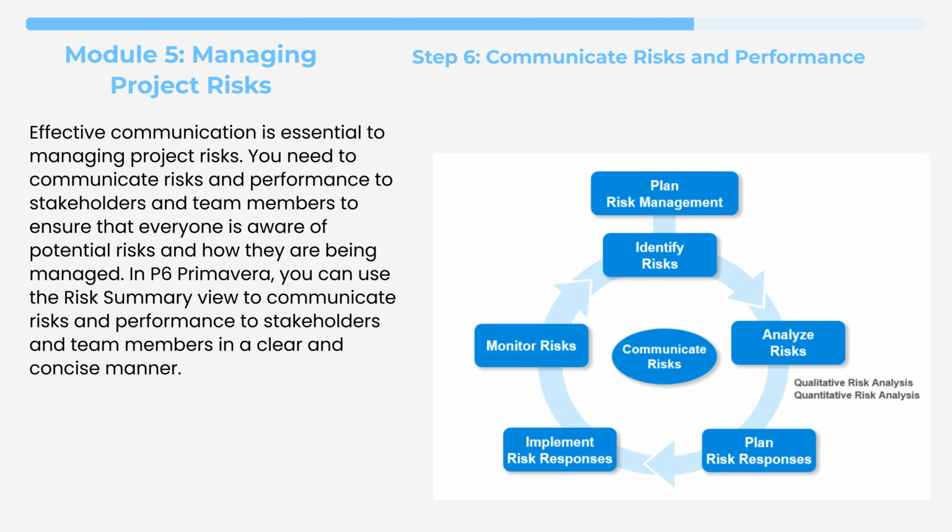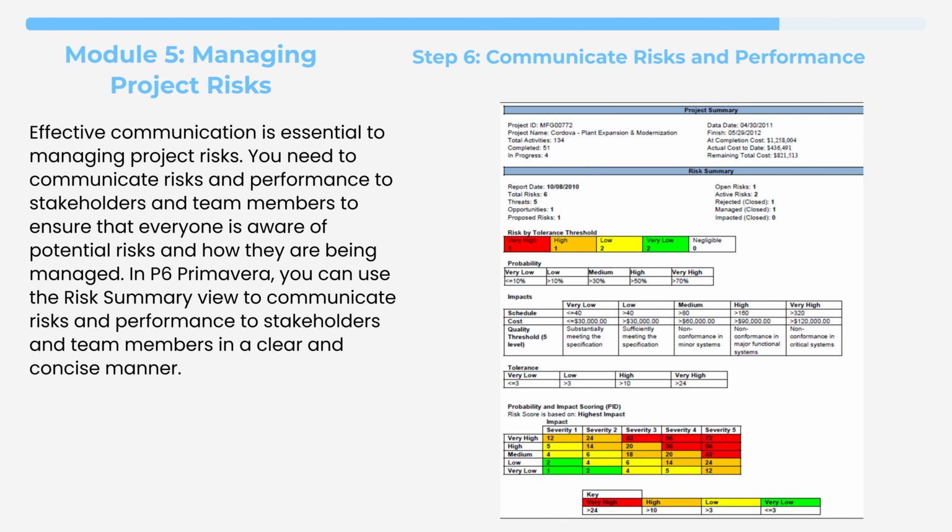Effective communication is essential to managing project risks. You need to communicate risks and performance to stakeholders and team members to ensure that everyone is aware of potential risks and how they are being managed. In P6 Primavera, you can use the Risk Summary view to communicate risks and performance to stakeholders and team members in a clear and concise manner.